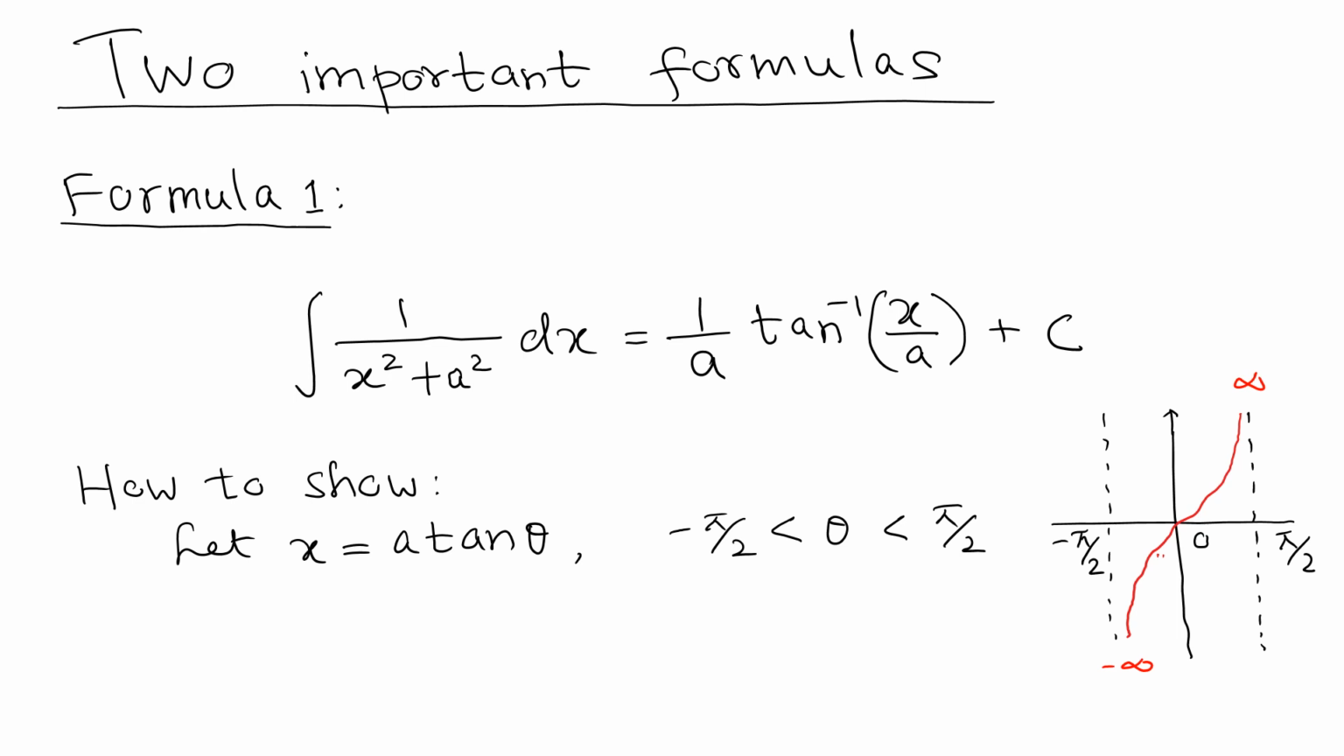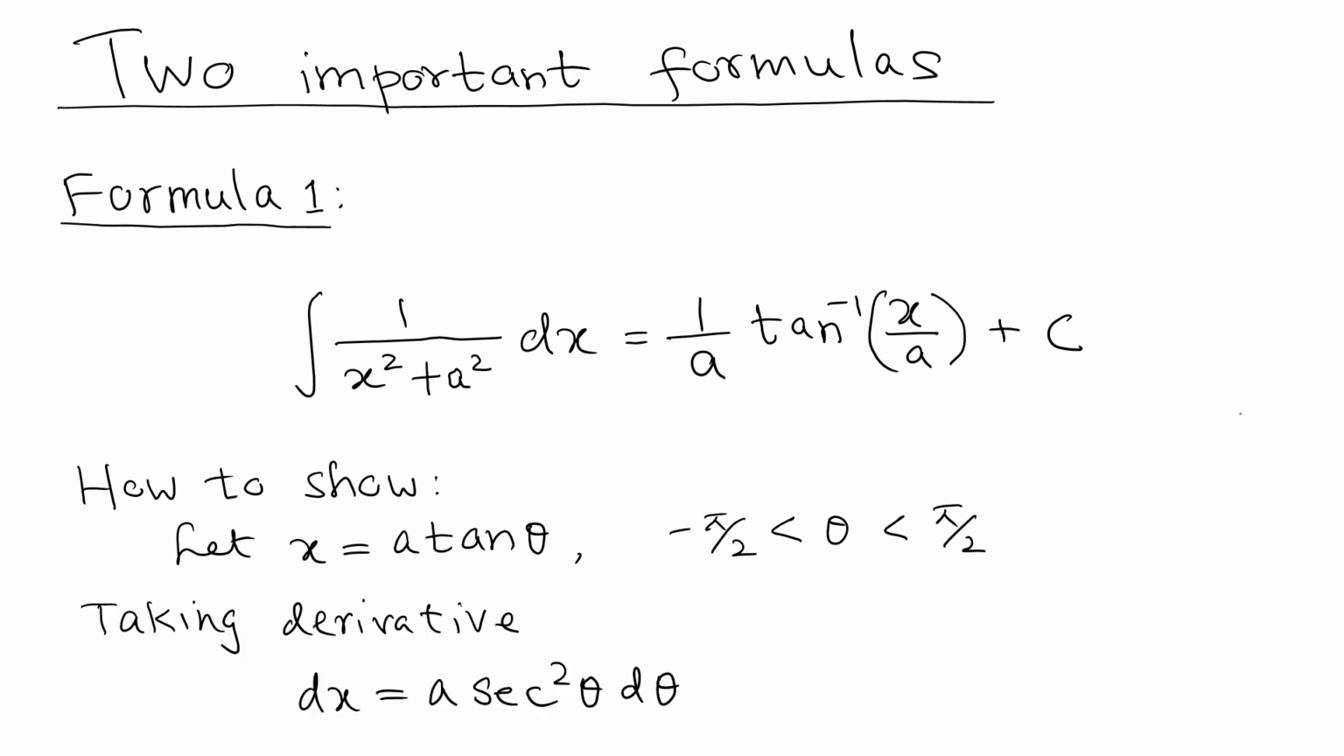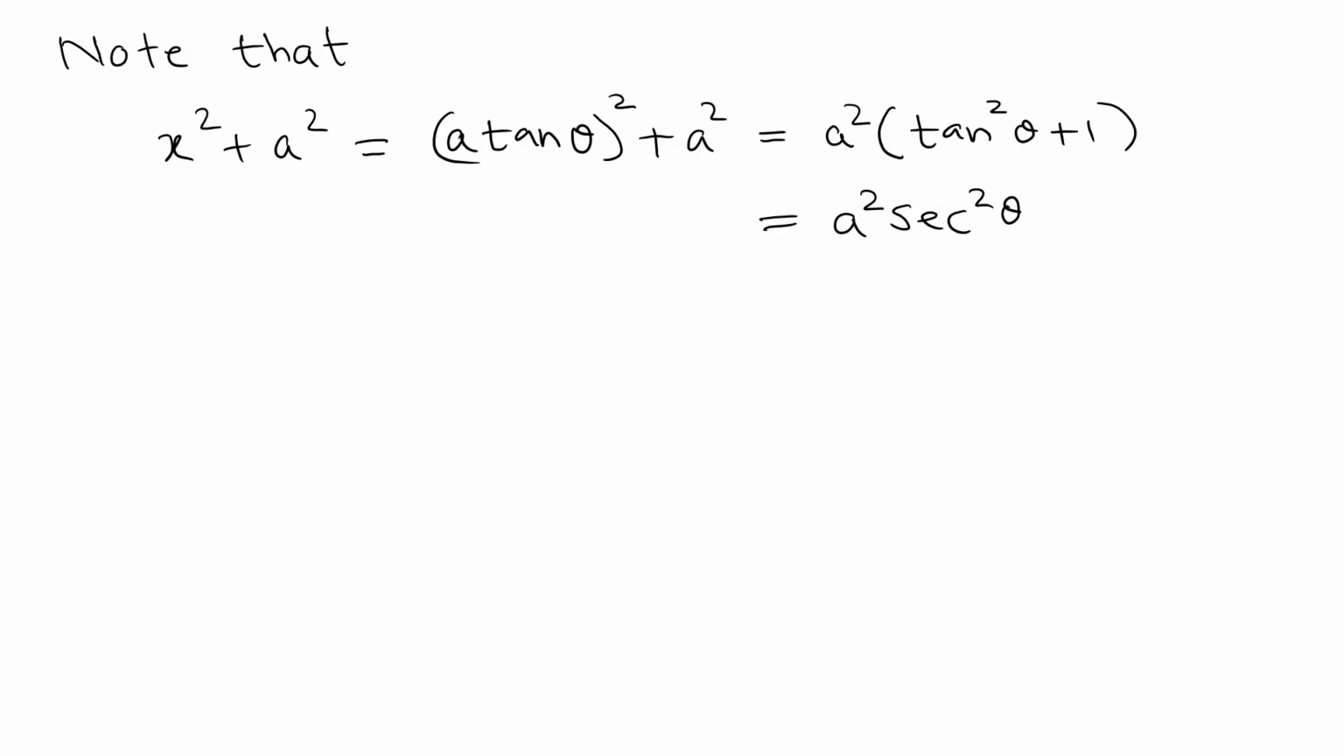When you use a substitution, the first thing is to take the derivative. You get dx equals a times the derivative of tan, which is secant squared, so dx equals a secant squared d theta. Then we also need to know what happens to the term in the denominator, x squared plus a squared. So when you do the substitution, this is what happens.